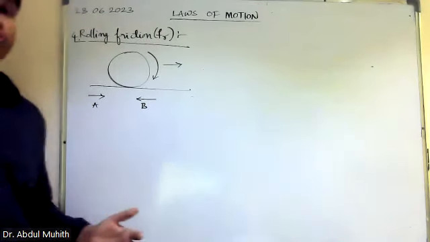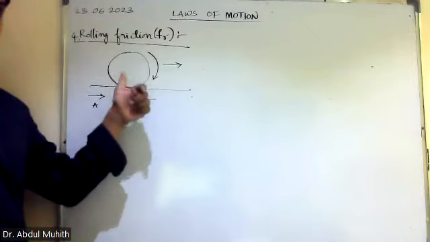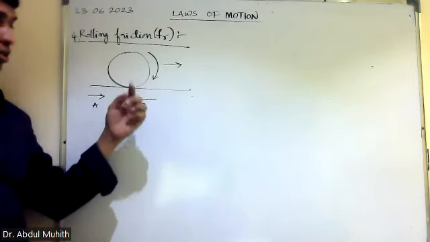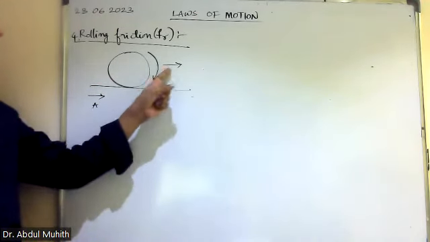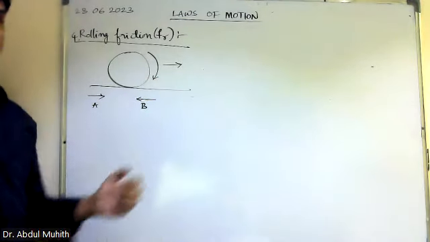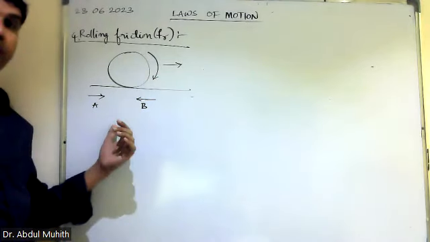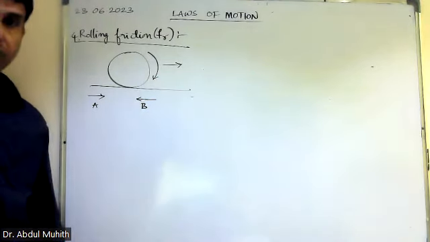The question is, in the rolling friction, the body is rolling on the surface of the road. The tire is rolling on the surface of the road. Now, this is the direction. So, the frictional force, should it be A or should it be B? That is the question.